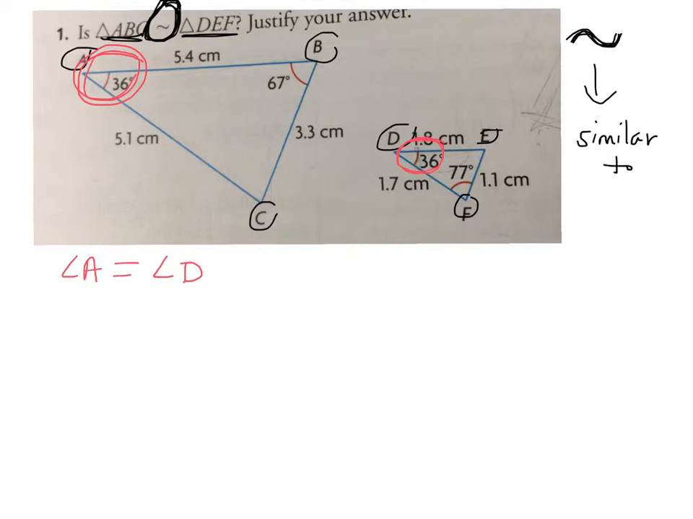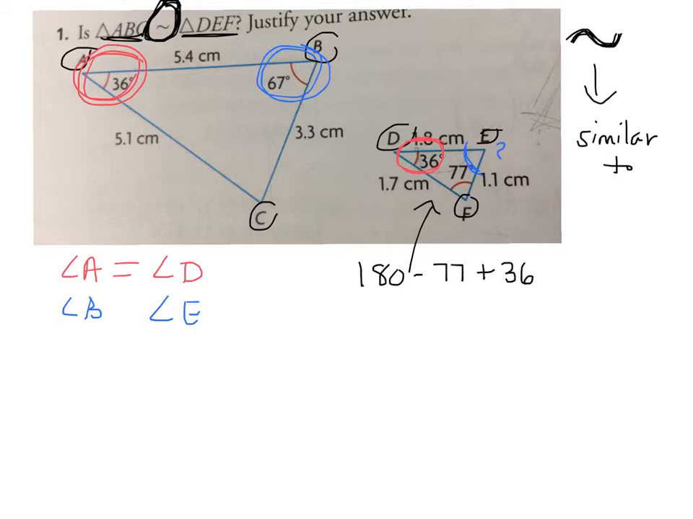What about the other angles in this triangle? I have angle B. What does that correspond to? To angle E. Do we know what angle E is? Can we find angle E? How can we find angle E? Add up the two angles, so 77 plus 36. Subtract from 180. Good, because as we just discussed, interior angles in a triangle add up to 180.